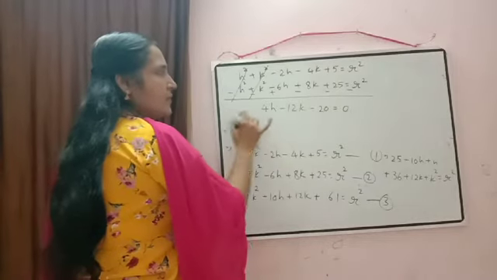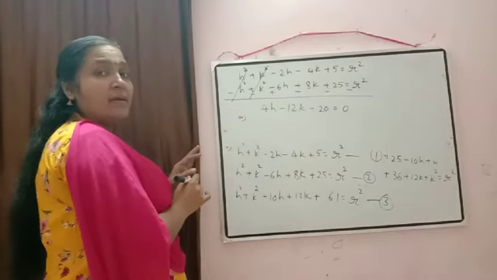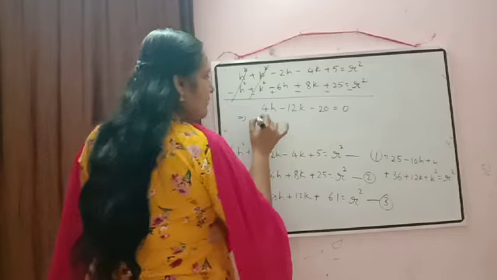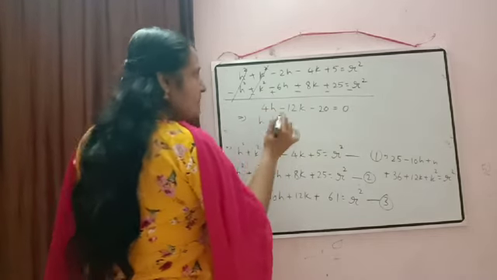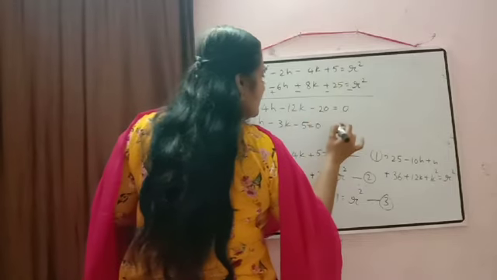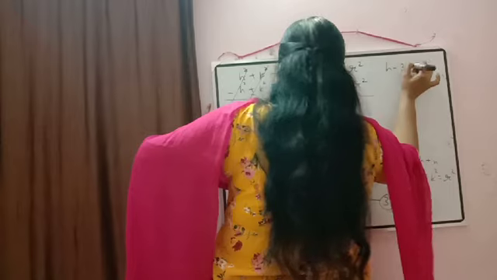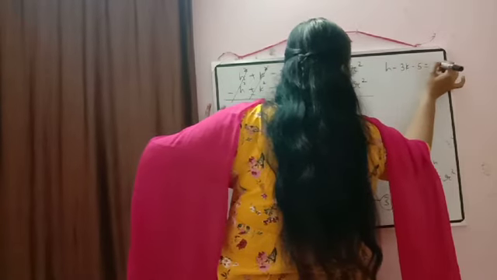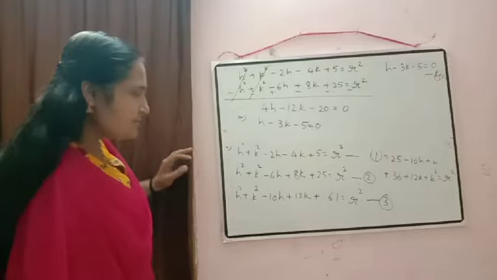Now just to check, the whole expression is divisible by 4. So we can cancel it by 4. Then we will get here h minus 3k minus 5 is equal to 0. Make it equation number 4. Here we got h minus 3k minus 5 is equal to 0. Equation 4. Now what we can do?